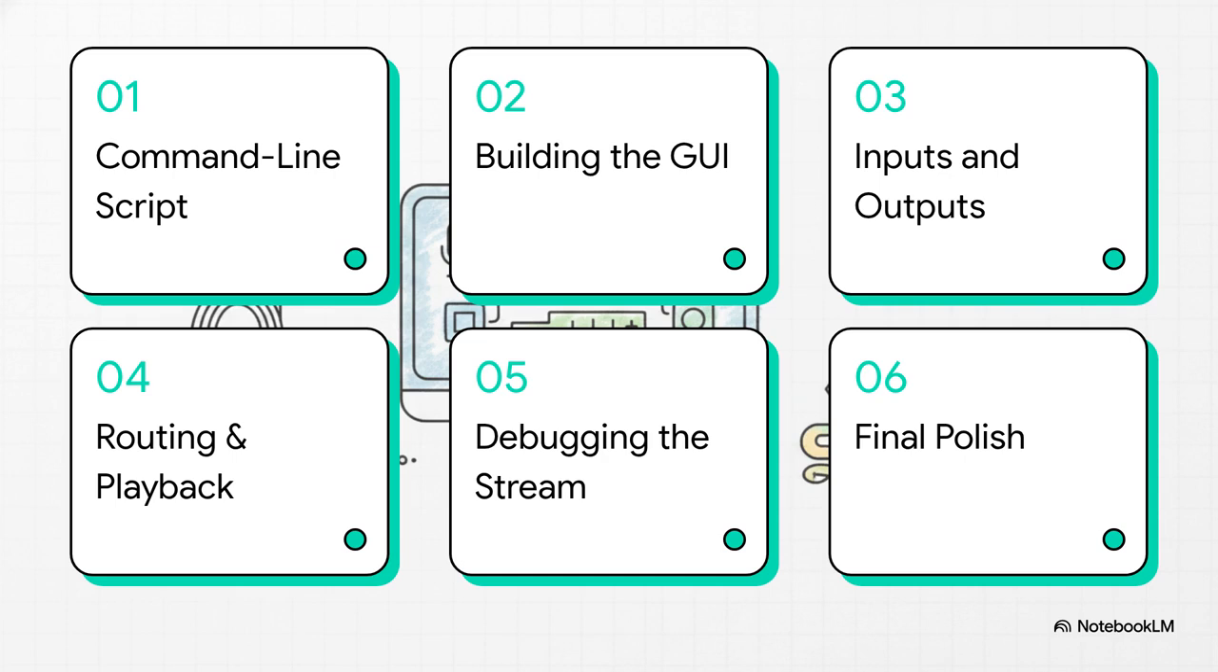We'll start with a basic command line script, build out a tkinter GUI, separate our inputs and outputs, wire up the actual audio routing and playback, debug the stream, and then finish up with some final polish and filtering.